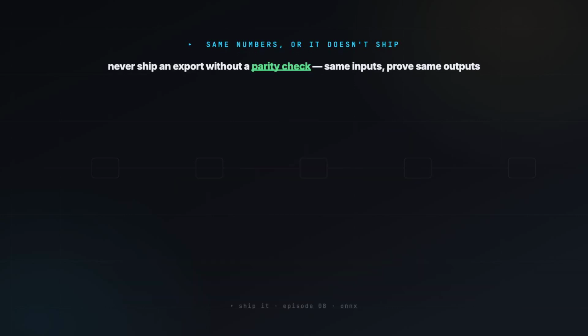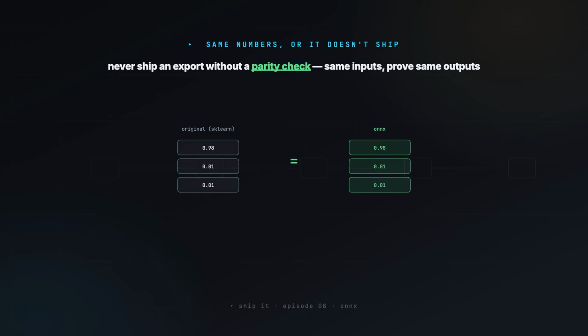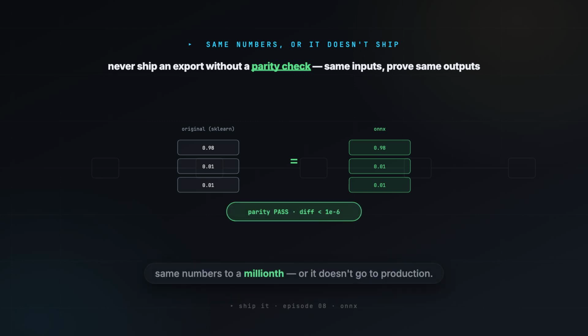But a conversion you can't trust is worse than no conversion. So you never ship an export without a parity check. Run the original model and the ONNX model on the same inputs and prove the outputs match to a tiny tolerance. Same numbers or it doesn't go to production.